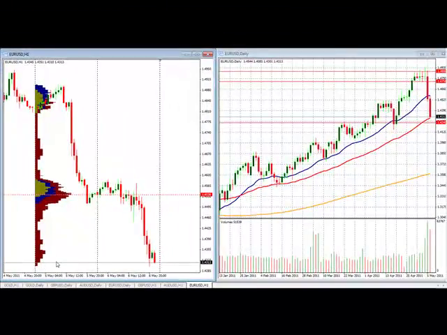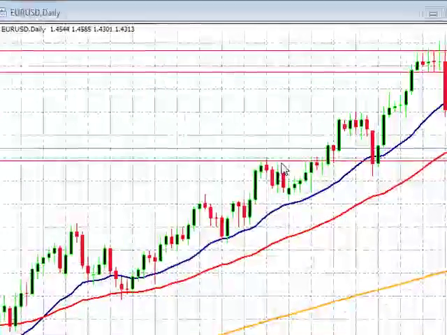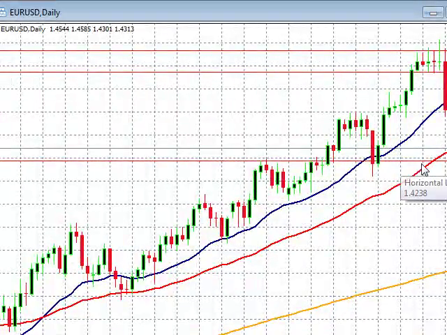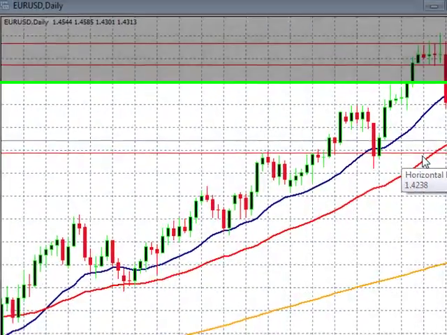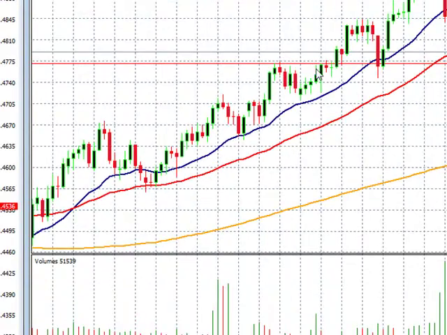But if not, there's nothing holding us, especially after we get past the 1.4245 range. What's going to stop us from breaking our uptrend and putting in a lower high?